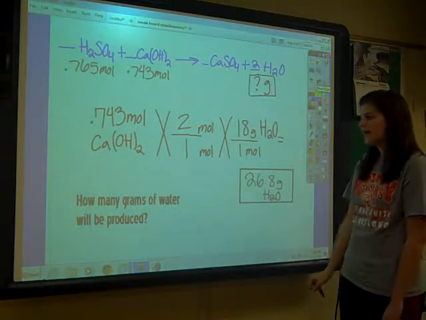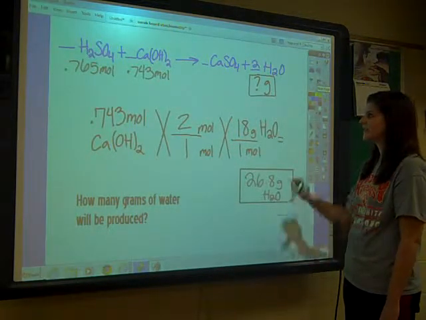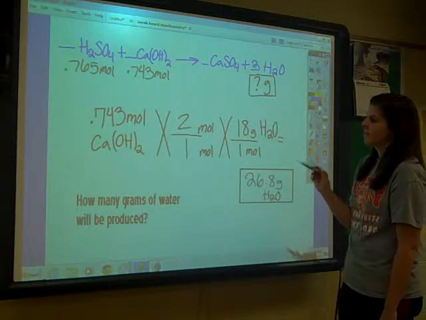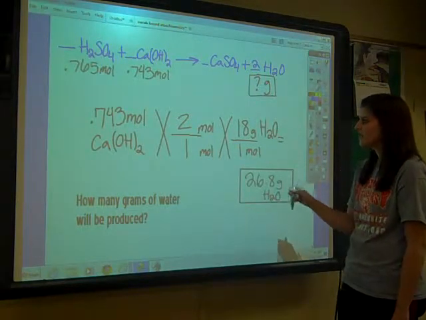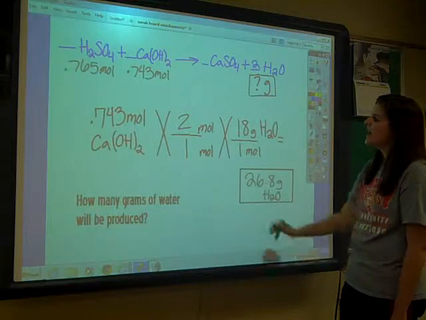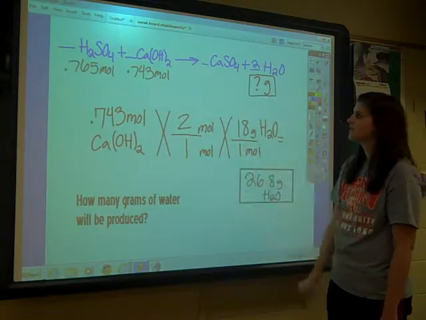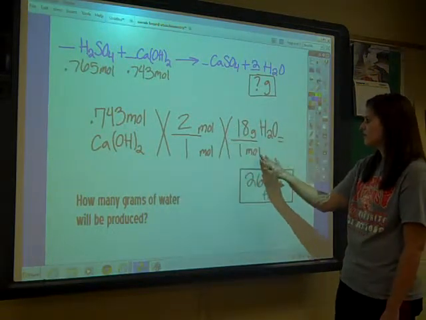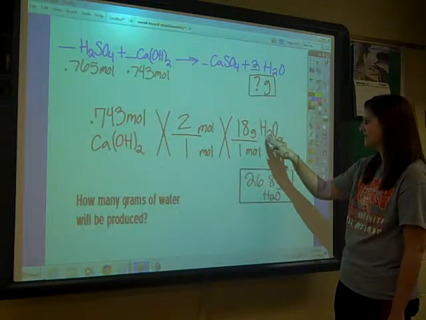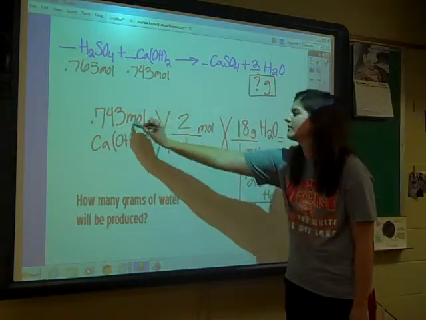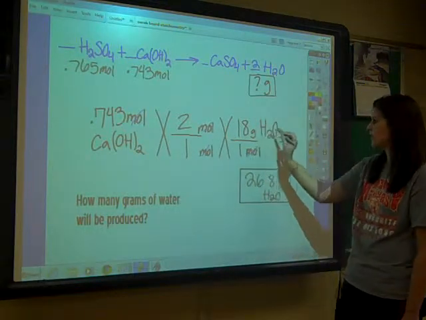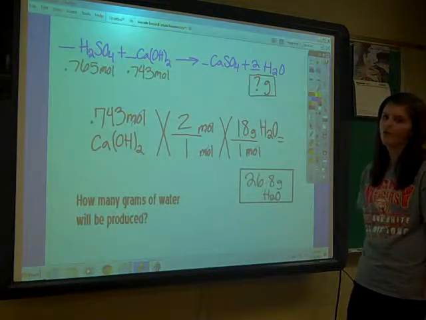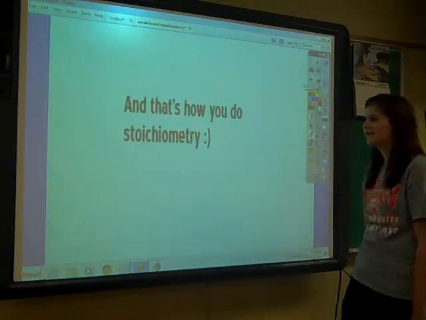And for our last problem, it asks how many grams of water would be produced as a result of the reaction. So you start with your LR once again, which is 0.743 moles of calcium hydroxide. You have your mole-to-mole ratio once again, and you know that you have 1 mole of calcium hydroxide, but you have 2 moles of water. Place that on the top, carry mole-to-mole once again, and then 1 mole of water equals 18 grams. So once again, your units will cancel. You're left with grams of water, and when you do the math, it equals 26.8 grams of water. And that's how you do stoichiometry.